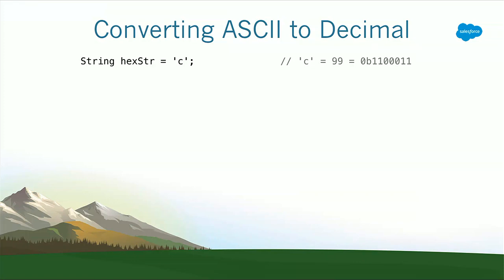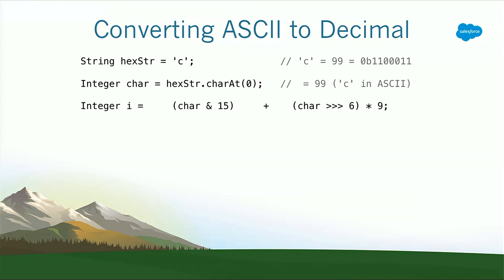In this example, we have this hex string C, and we first converted it into a char, an integer, and then we do this weird equation here, and basically we're doing bitwise operations, so we're ANDing it with 15, and we're shifting to the right using unsigned shift right 6 times and then multiplying by 9.